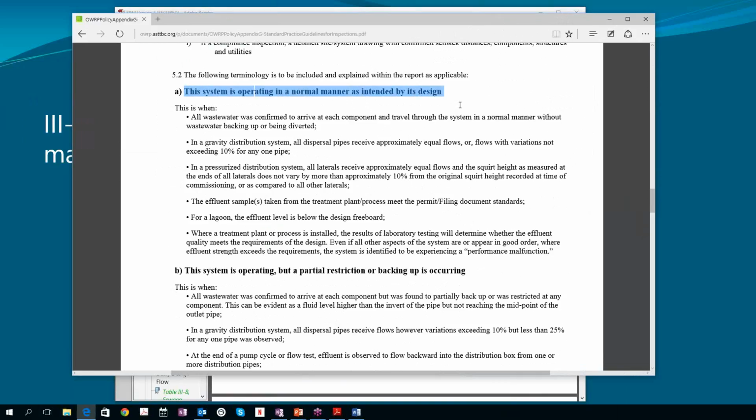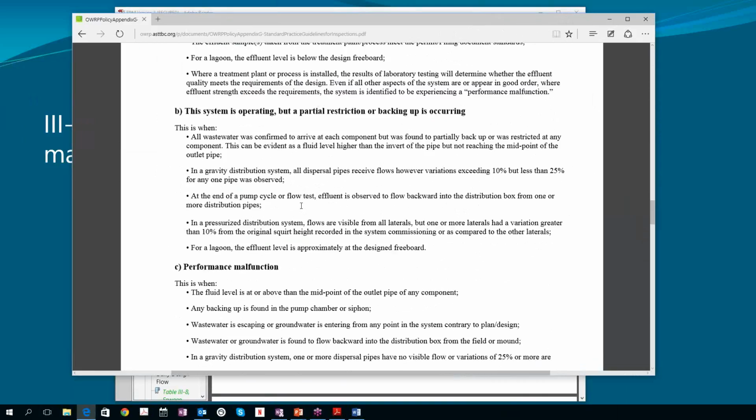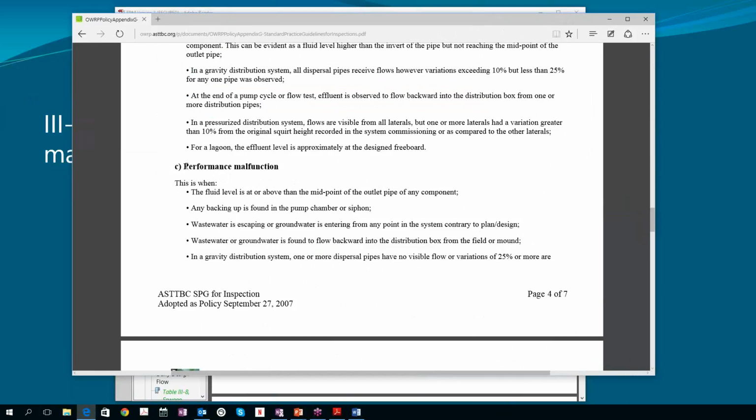This one, for example, is not saying everything's fine, you shouldn't have any problem. It's saying it's operating in a normal manner as intended by its design, which is going to keep you out of trouble. That's a lot better than saying everything's just fine. And here's some more. The system's operating, but a partial restriction or backing up doesn't mean that it needs replacement. It means that there's just that, partial restriction or backing up.